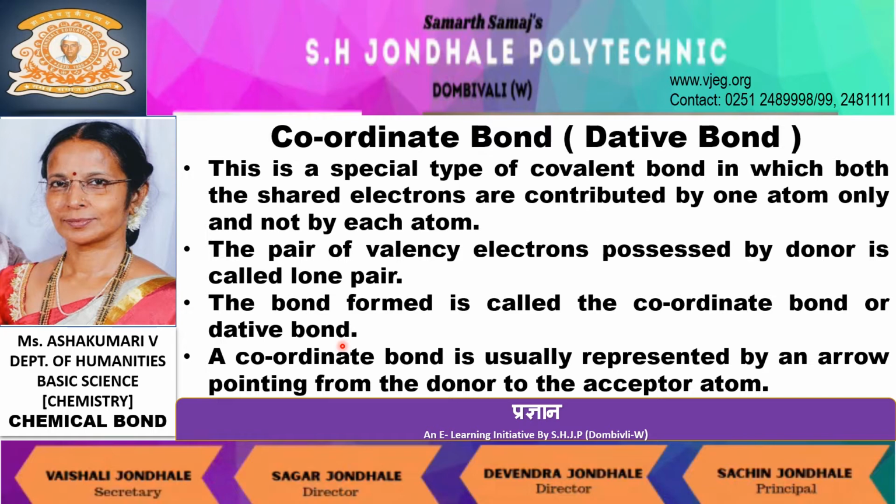A coordinate bond is usually represented by an arrow pointing from the donor to the acceptor atom. Compounds containing one or more such coordinate bonds in their molecule are known as coordination compounds.